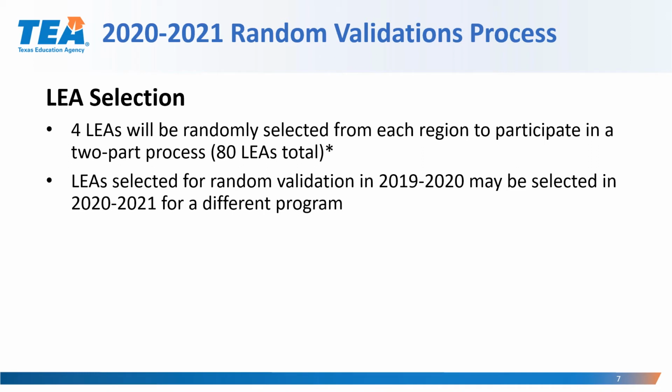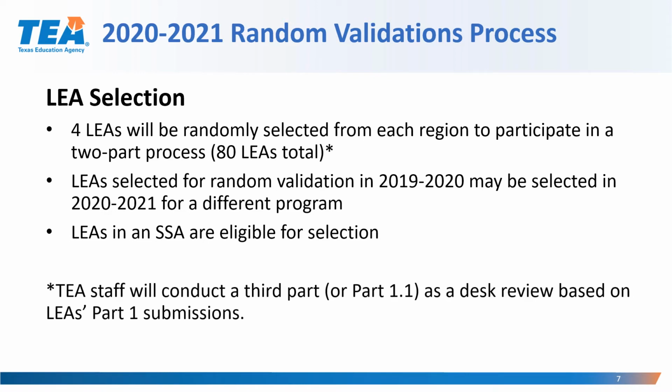LEAs that were selected for random validation in the 2019-2020 school year may still be selected in 2020-2021 as long as it's for a different program. LEAs that are part of a shared services arrangement are eligible for selection. TEA staff will conduct a third part, or Part 1.1, as a desk review based on the LEA's Part 1 submissions.